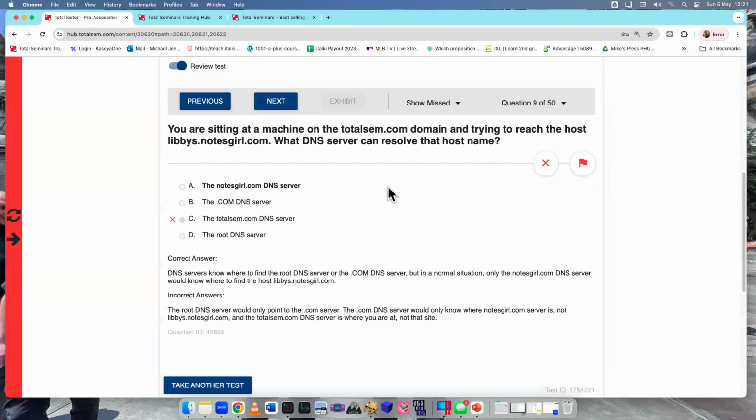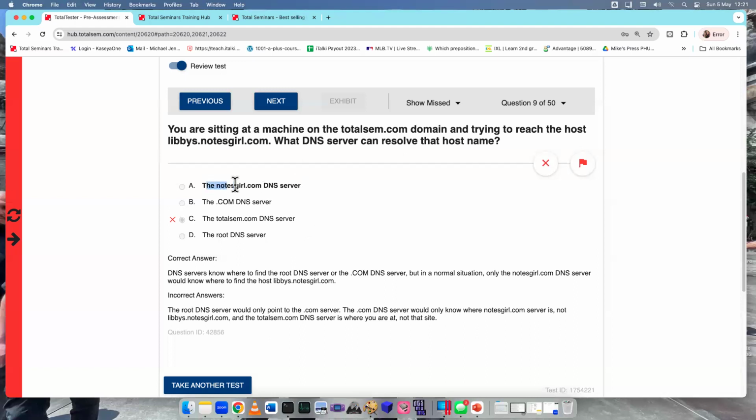Number 9, you're sitting at a machine in the totalsims.com domain trying to reach a host. What DNS server can resolve the host name? I was like, well, I'm here at totalsim.com, so I'm going to use the totalsim DNS server. No, I don't know. That was my logic at the second.